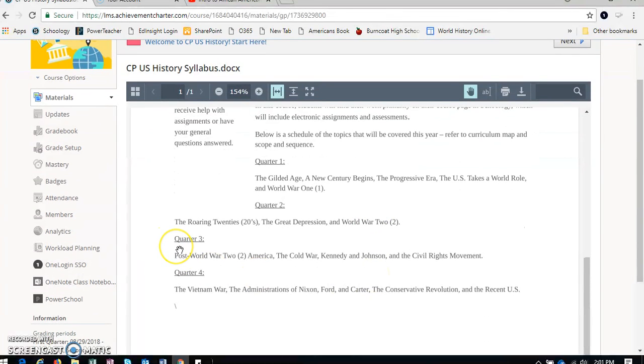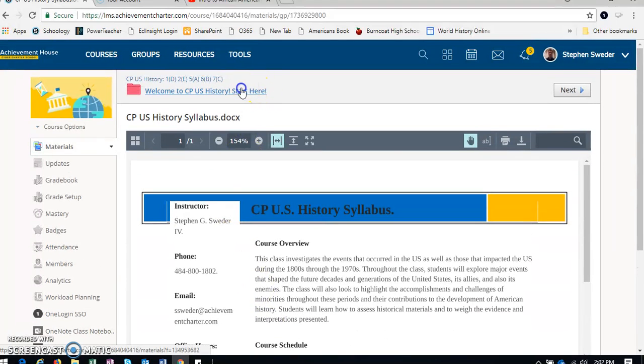Quarter three, we'll look at what life was like in America in the 1950s following World War II. Take a look at the Cold War, President Kennedy and President Johnson, and the Civil Rights Movement, with people such as Dr. Martin Luther King Jr. and Rosa Parks. And then the last quarter, we'll take a look at the Vietnam War, and we'll try to get through as much as we can with the administrations of Nixon, Ford, and Carter, looking at those three presidents, the conservative revolution in the 1980s, and then trying to get to the 1990s and even the 2000s. Okay? If you do have any questions about that, please let me know.